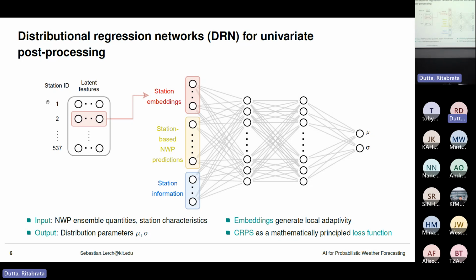Now, one key feature is that as a loss function, we use the CRPS, which is a proper scoring rule that is tailored towards the task at hand. So producing a distribution forecast for a real valued observation.